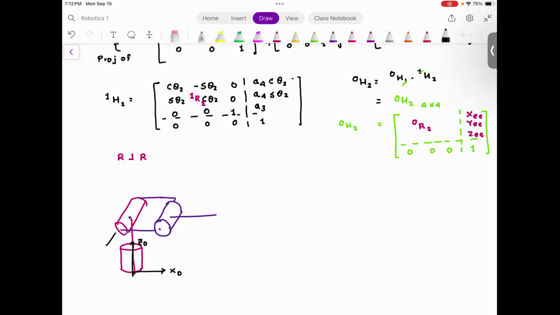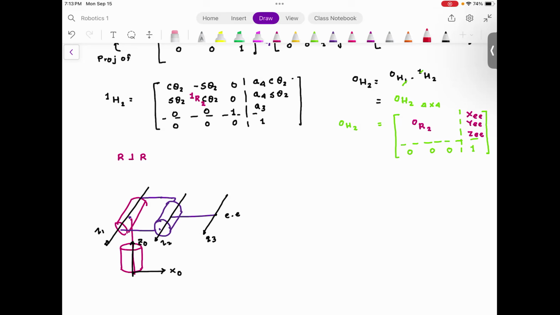I will also call this Z1. I will call this Z2. And then again, I will call this Z3. So you have Z1, you have Z2, and you have Z3. This is your end effector. Now you have this X naught.